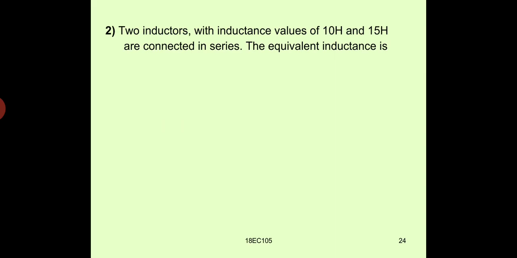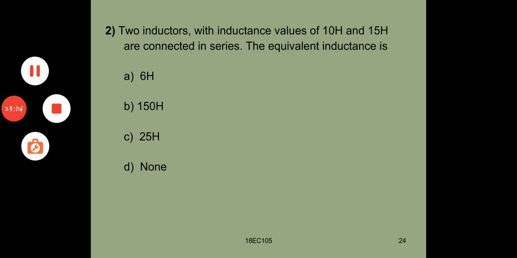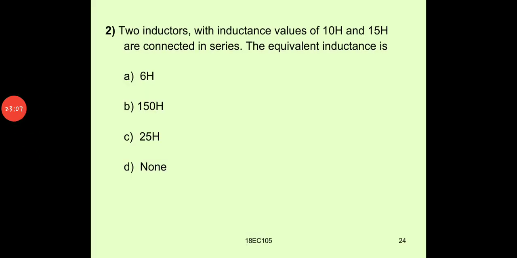Then the next one. Two inductors with inductance values of 10 henries and 15 henries are connected in series. The equivalent inductance is: 6H, 150H, 25H, or none of the above. What is the right answer? It is simply the addition of both the individual values. So it will be 10 plus 15, which is 25. So the choice will be C. C will be the right answer.